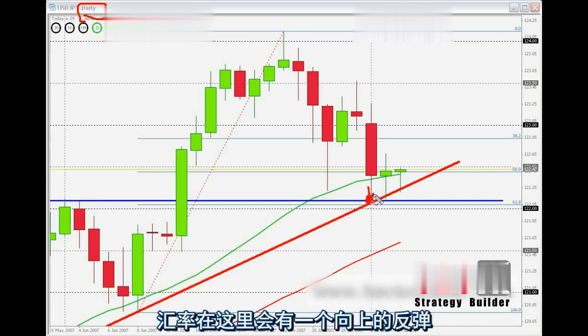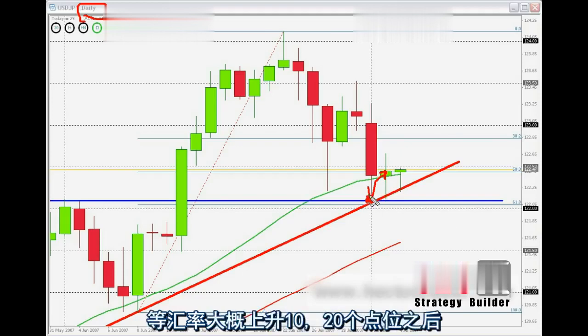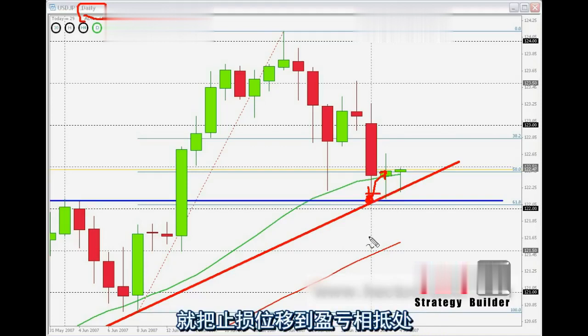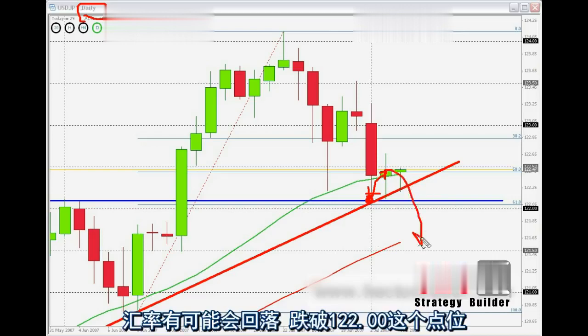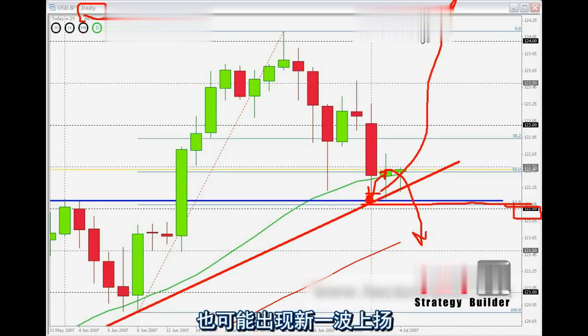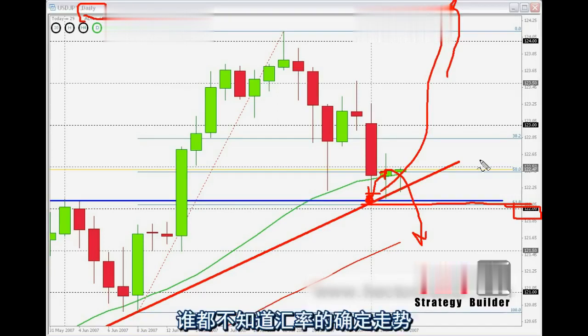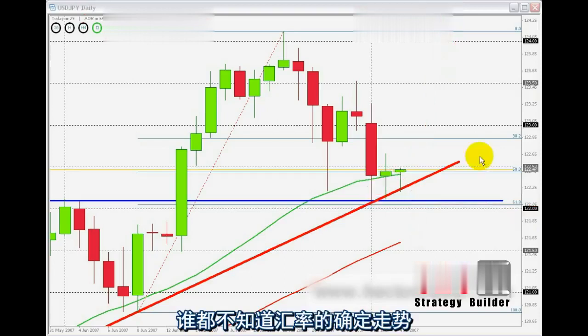Price sees or goes through a small retracement, a small bounce to the upside, at least for the time being, and we have breathing room enough, perhaps 10-20 pips, to move a stop to break even. Okay, once we are at break even, well, it's a free trade, no worries. Price might turn around and break this level, the 122 level, or a whole new swing to the upside might be created. I don't know, you don't know, no one knows. All right, no one knows what price is going to do.